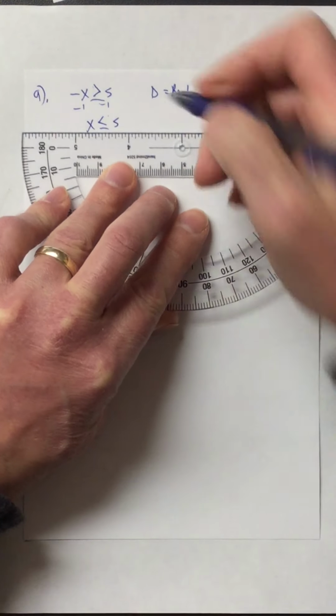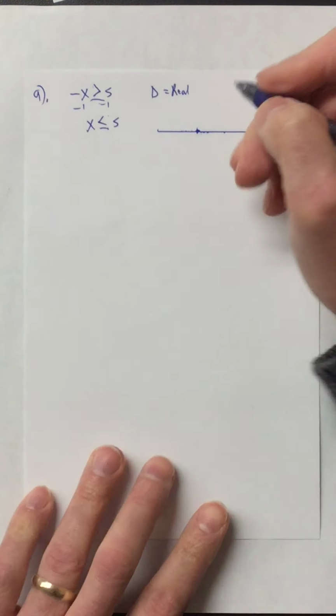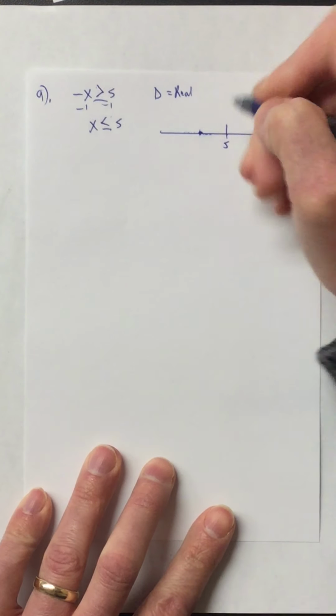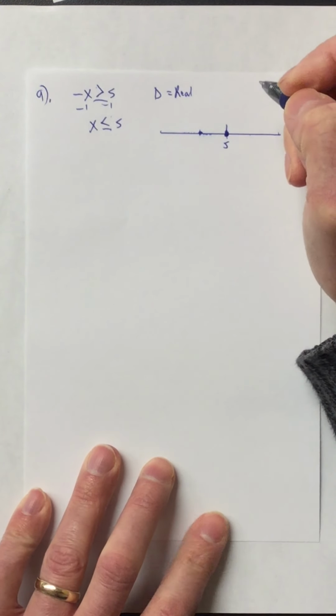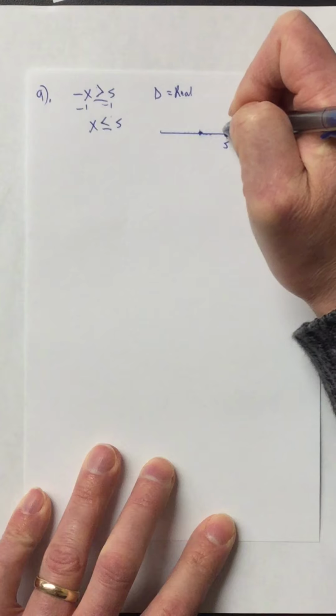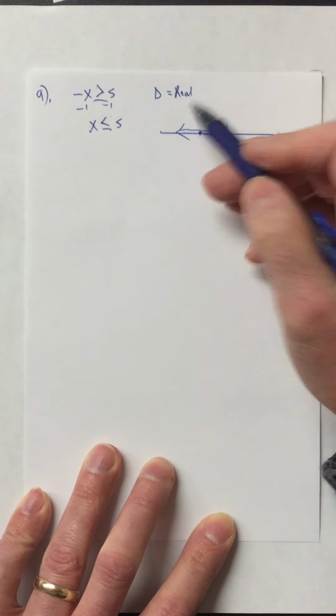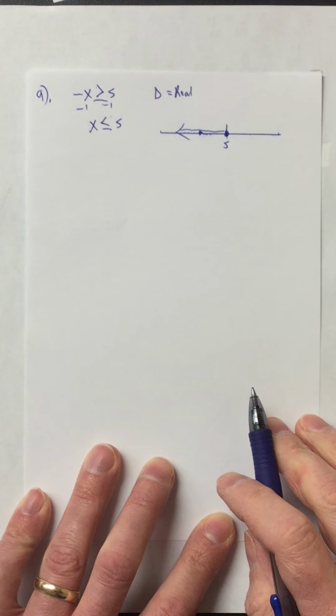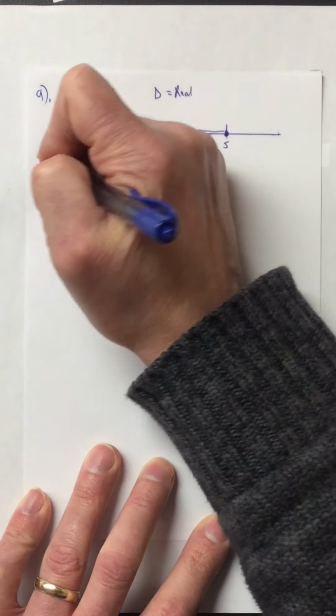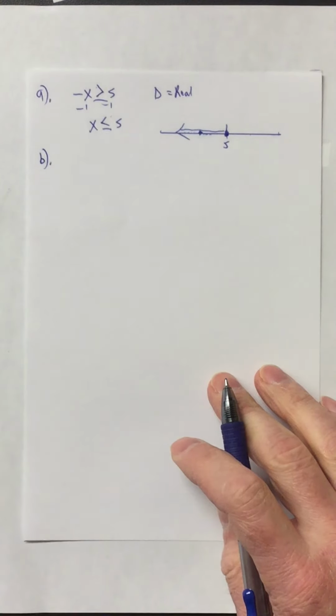And to graph that, I'll put my 5 right there. It is equal to it, so I'll put a solid line there. X is anything less, so a solid line to the left because it's all reals. Pretty straightforward.